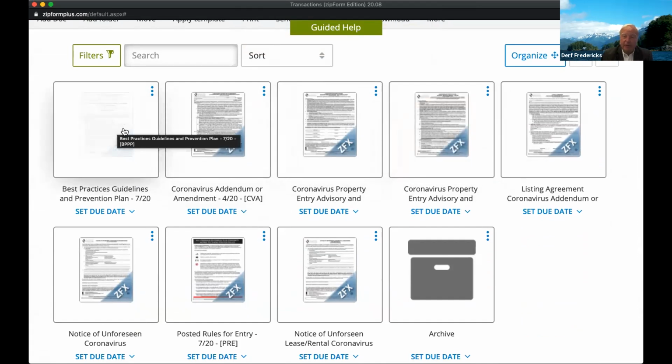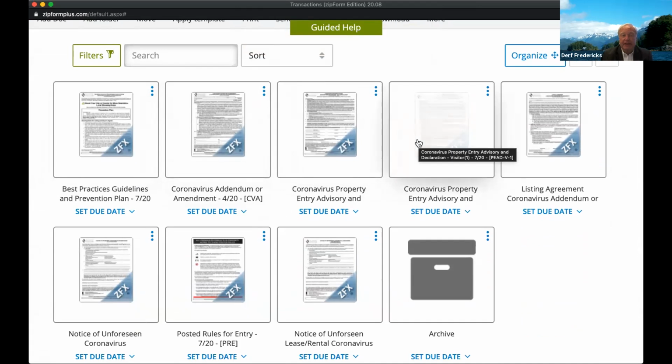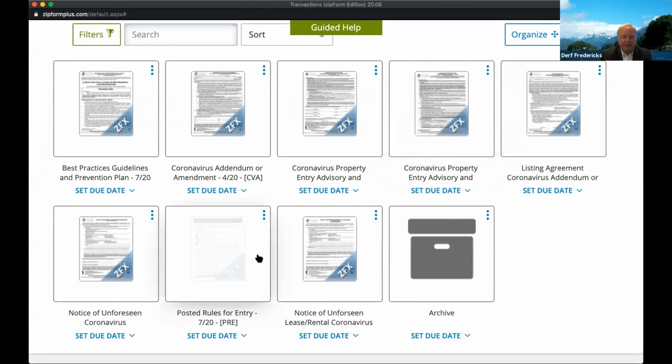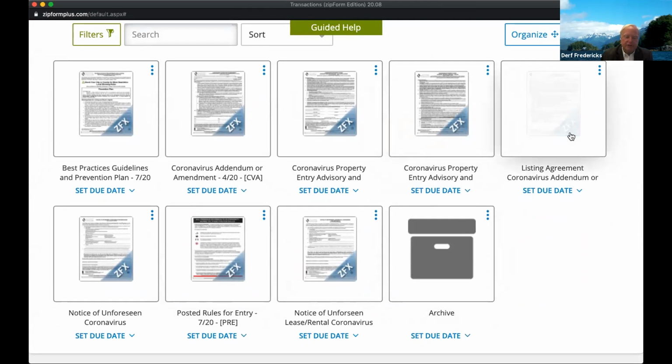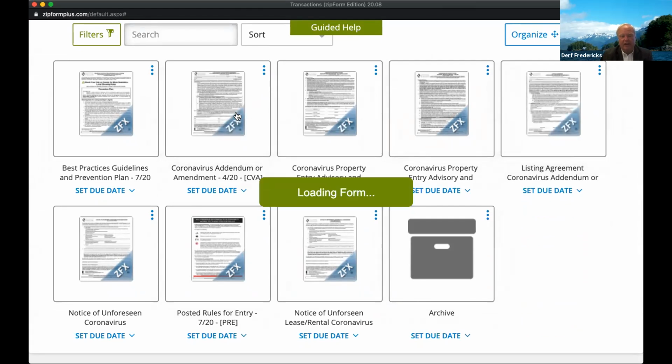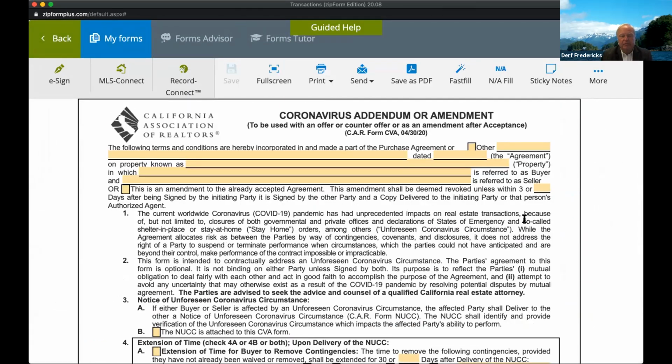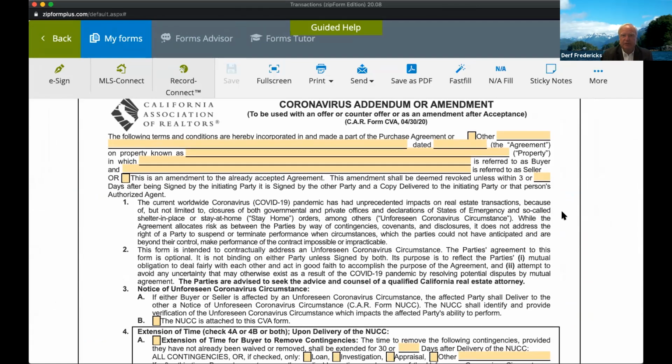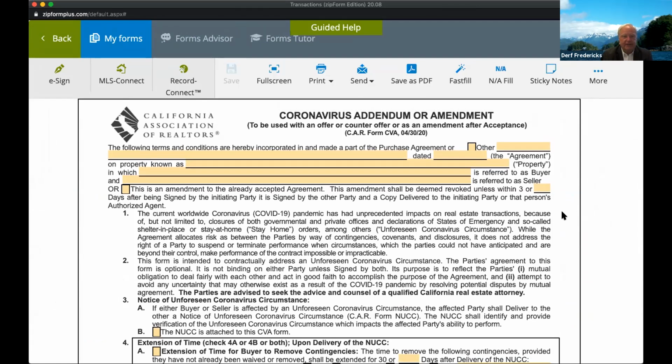So the best practices form is the same. That's part of this that we also give to the seller. The two-page addendum, oh, and by the way, these all print out together. So you'll get all of these forms when you print out this coronavirus addendum up here. That's the form CVA.